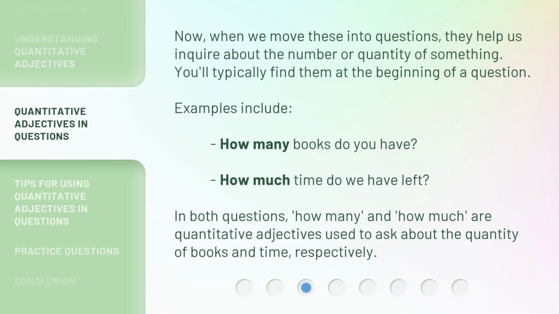Now, when we move these into questions, they help us inquire about the number or quantity of something. You'll typically find them at the beginning of a question. Examples include, how many books do you have? How much time do we have left? In both questions, how many and how much are quantitative adjectives used to ask about the quantity of books and time, respectively.